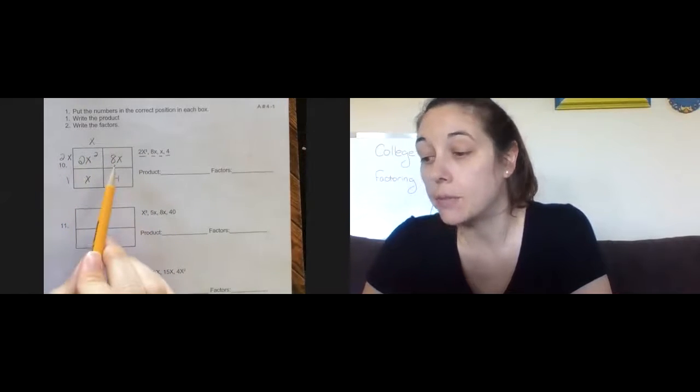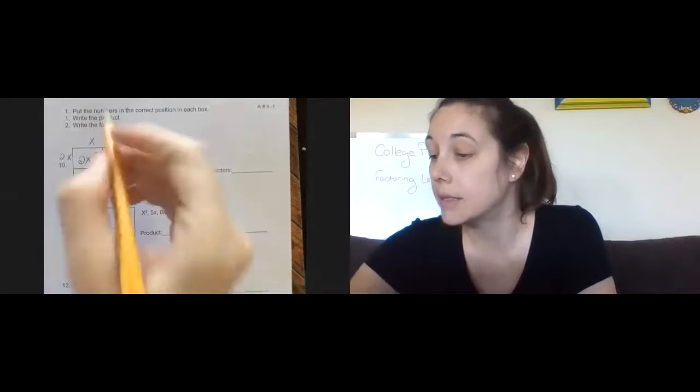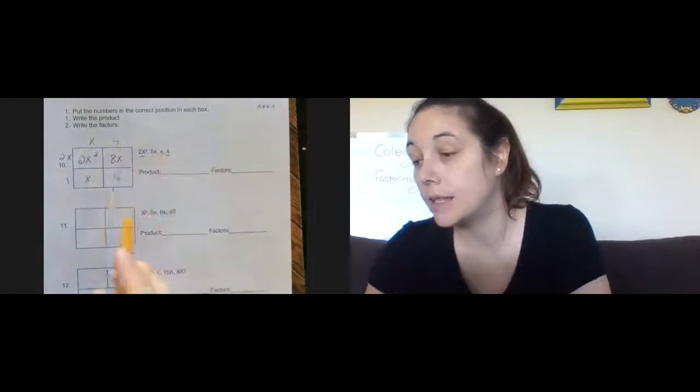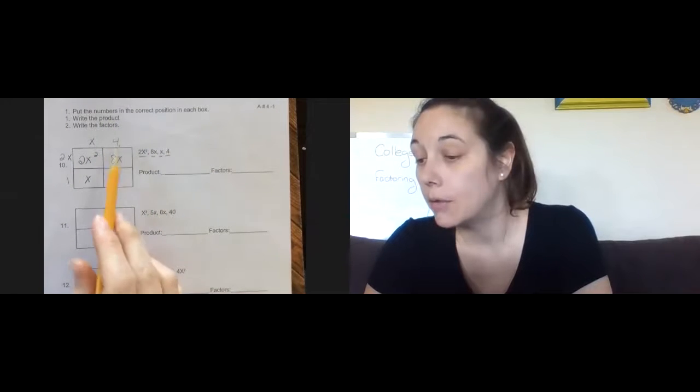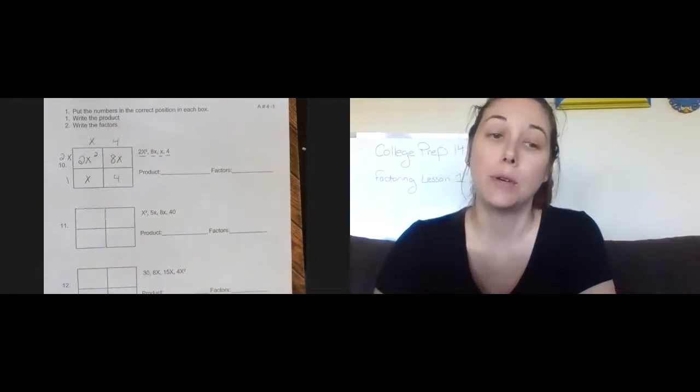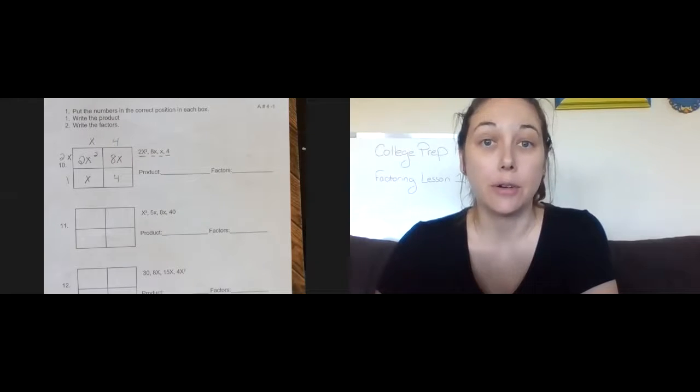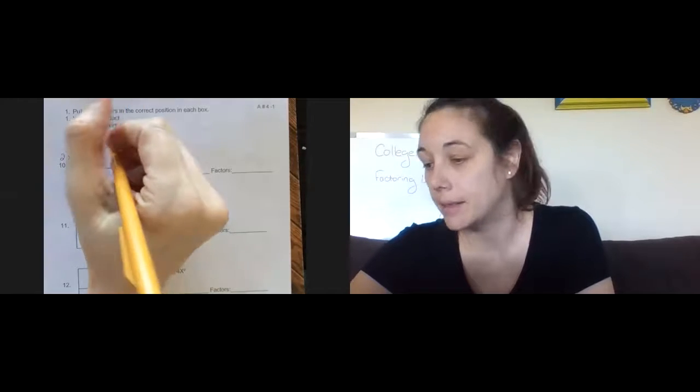So 2x times what gives us 8x? Well, 2x times 4. And then let's use this last box to check. 4 times 1 is 4. We know we put our pieces in the right places.